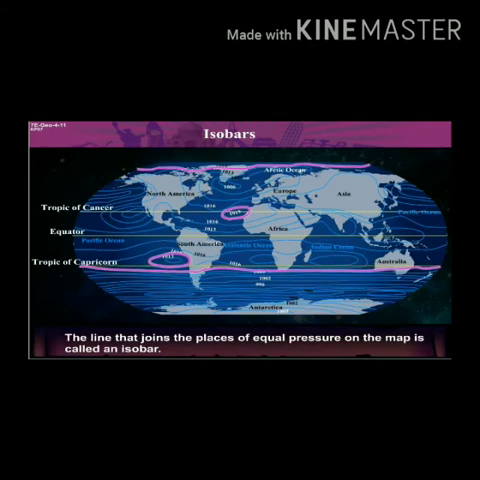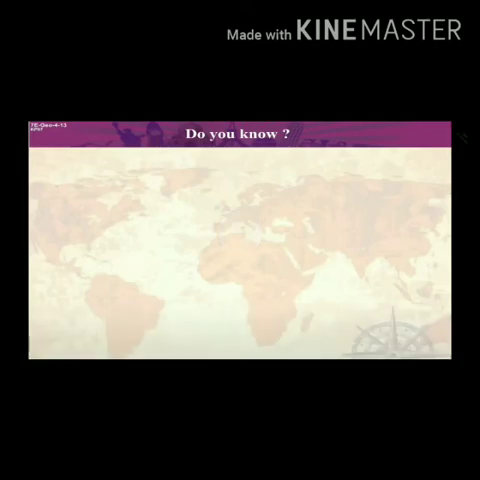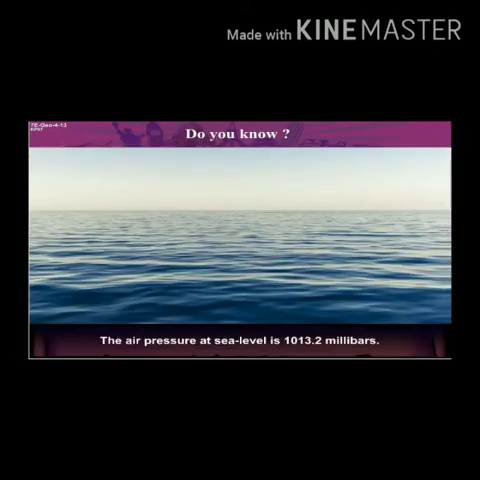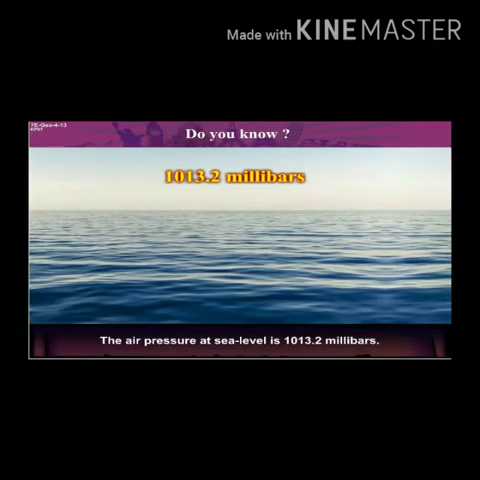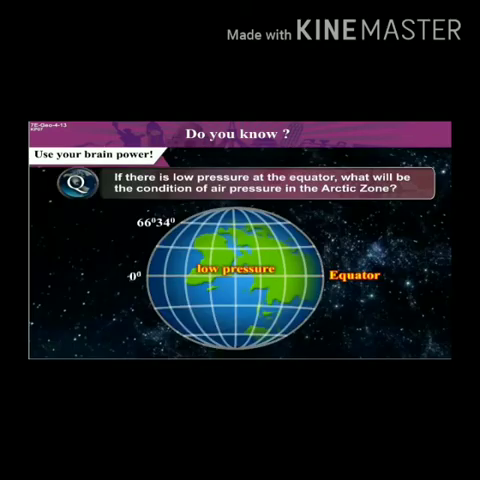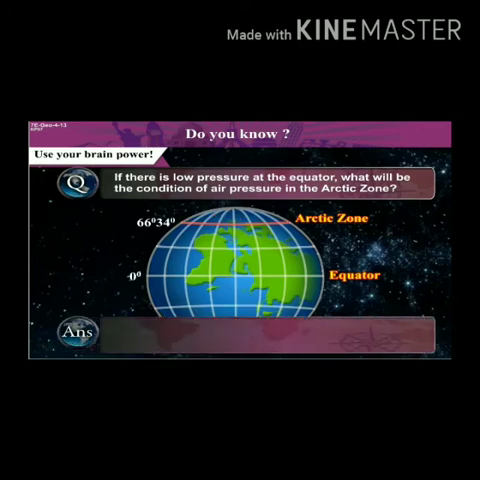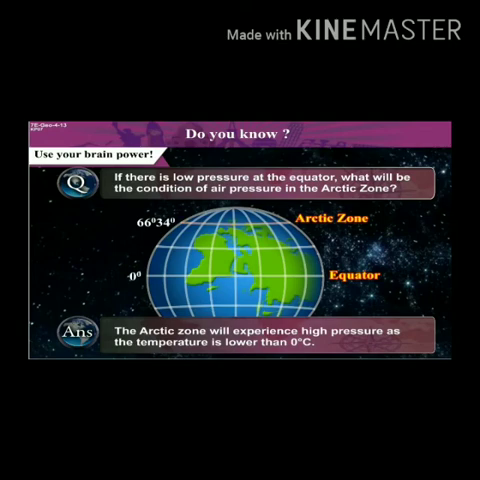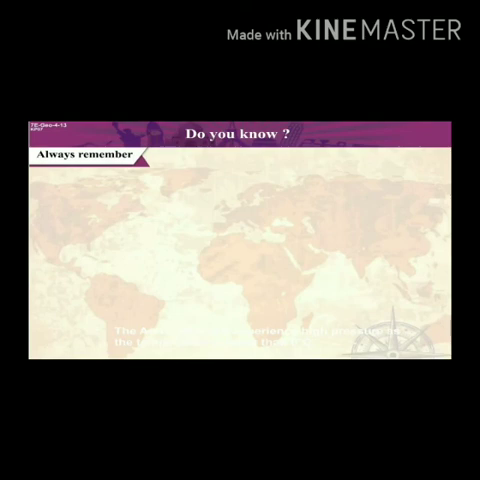The line that joins the places of equal pressures on the map is called an isobar. Do you know the air pressure at sea level is 1013.2 millibars? Now use your brain. If there is low pressure at the equator, what will be the condition of air pressure in the Arctic zone? Answer is, the Arctic zone will experience high pressure as the temperature is lower than 0 degree Celsius.